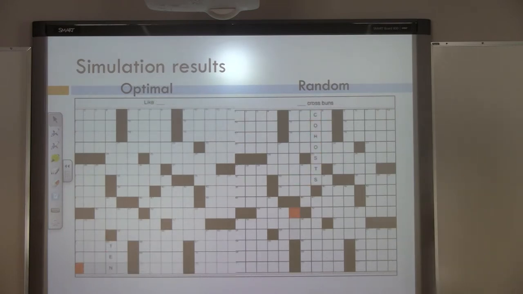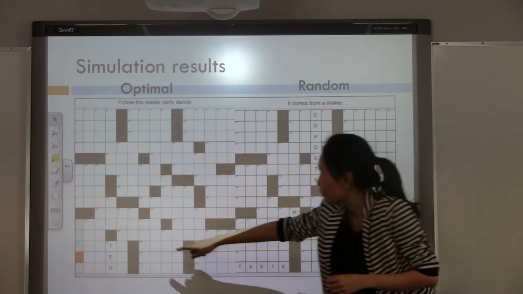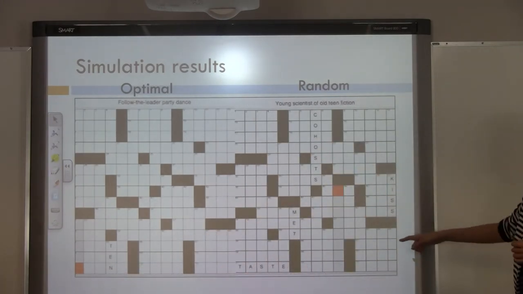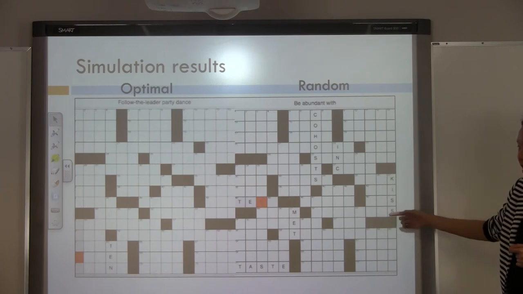That one is the optimal movement. So the models try to solve the one that has some letters filled in first. However, for the random, they can solve faster because they pick the next clue to solve randomly.